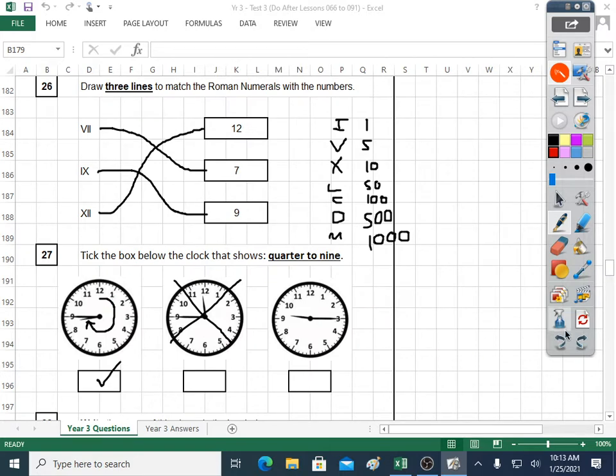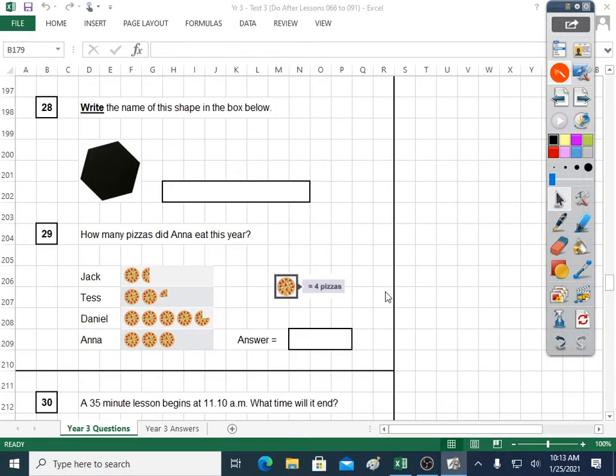Let's go on to question 28. Write the name of this shape in the box below. Well, you have to know it, don't you? It's a hexagon. Looks like I've changed to a red pen for a while. A hexagon has six sides. This is how I count sides. 1, 2, 3, 4, 5, 6. Definitely 6 sides, and it's a hexagon.